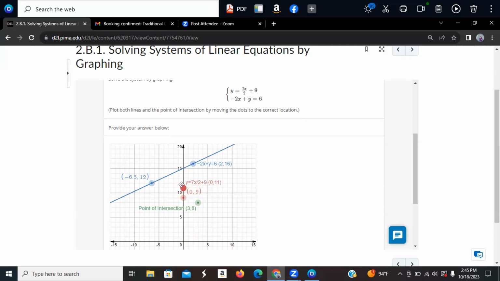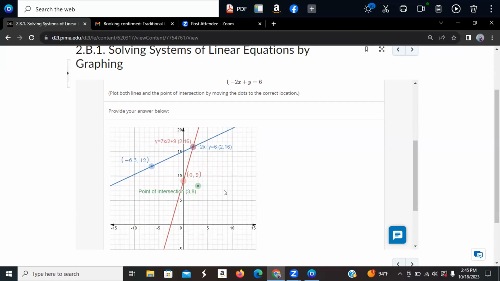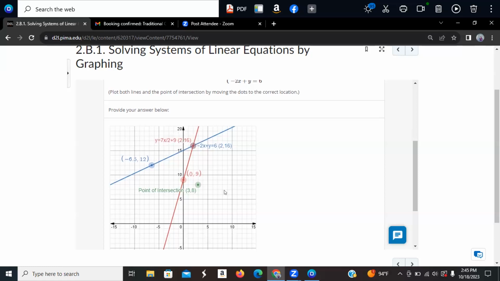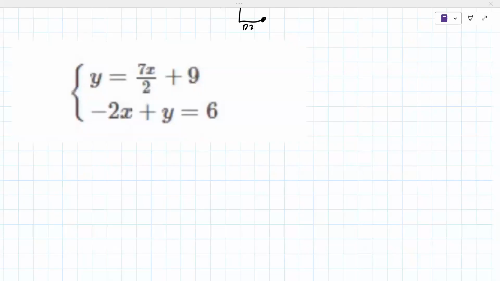So you got to go up 7 and right 2. Good. You got it right there. Perfect. Okay. Let me share my screen. I always recommend taking notes, trying to work out some of these with me, having a notebook out.